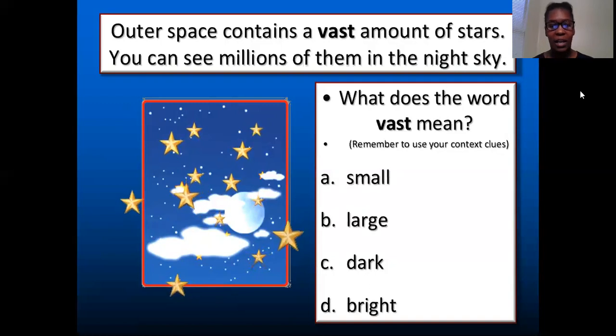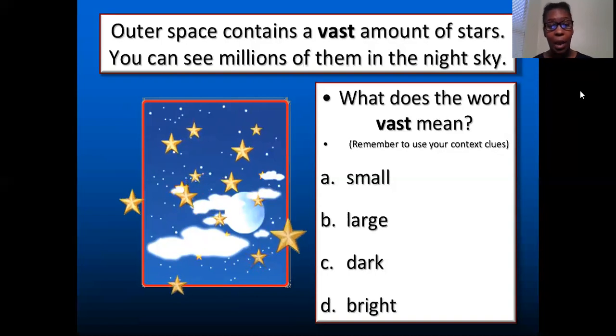All right, let's check B. Outer space contains a large amount of stars because you can see millions of them. Now, when I plug and chug the word large in place of vast, that one does make sense and it sounds right. So I'm going to question B, but we're going to check the rest just to be sure. All right, C, dark. Outer space contains a dark amount of stars. You can see millions of them in the night sky. That one doesn't really make too much sense. So we're going to go ahead and eliminate C.